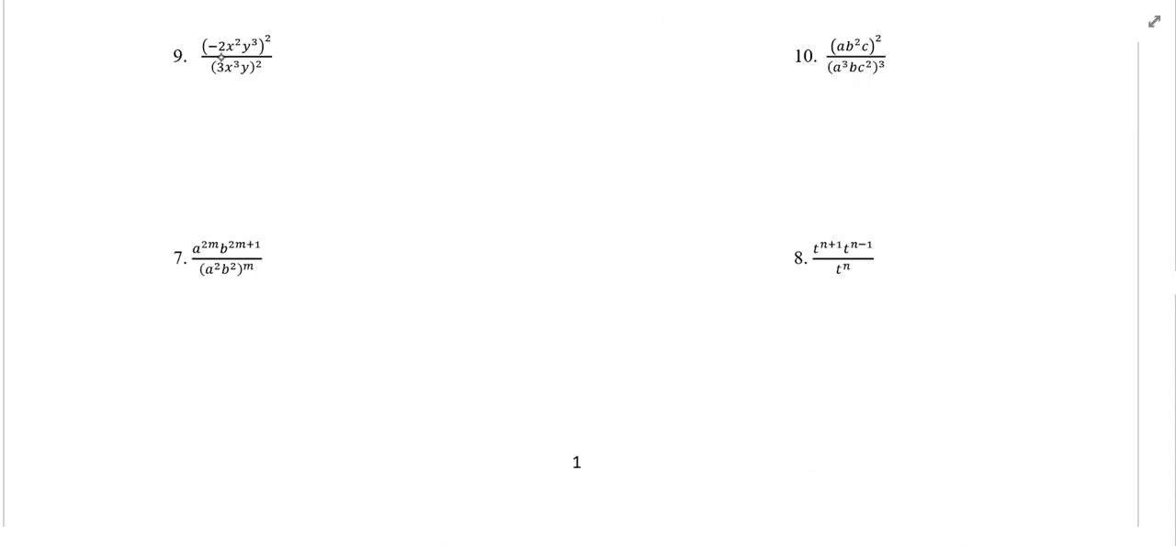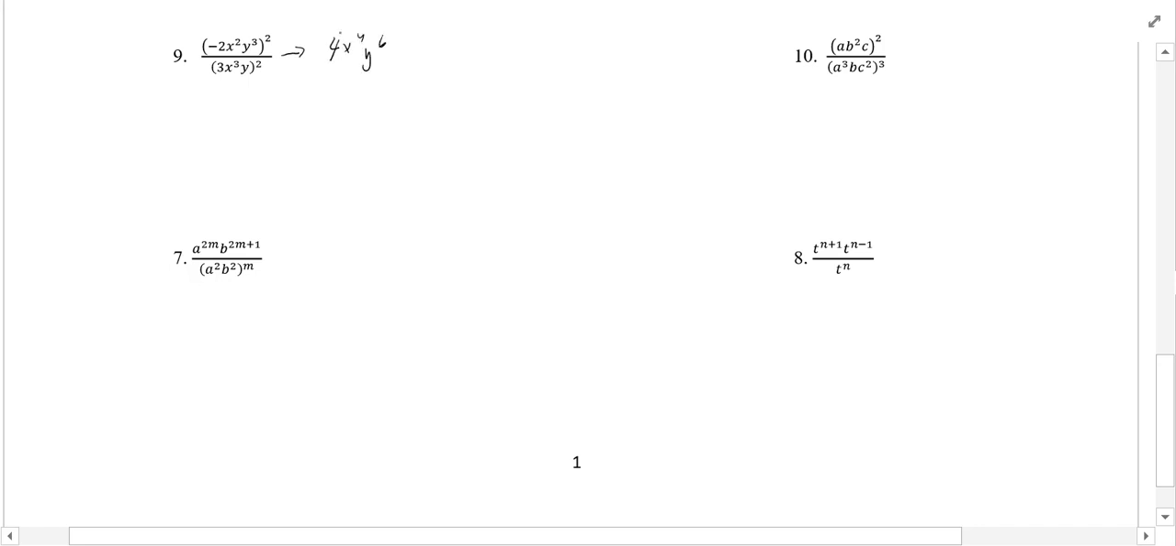Okay, so when you do number 9, remember you're distributing the square to everything in the numerator, and the square to everything in the denominator. So when I do that, it's going to look like this. I'm going to get 4x to the 4th, y to the 6th, because remember, power to a power is to multiply. When I do the square on the bottom, 3 squared, so I'm going to get 9. Then I'm going to get x to the 6th, y squared.